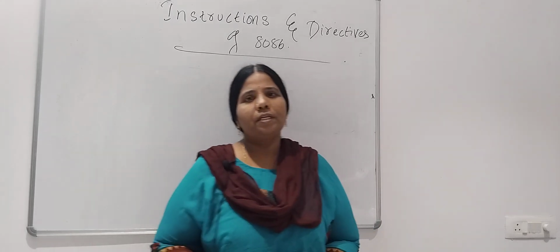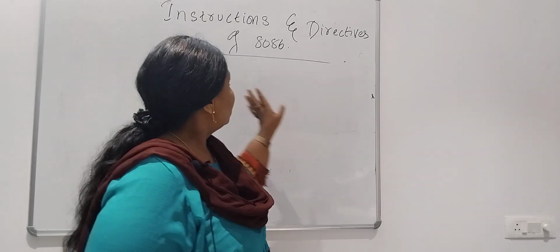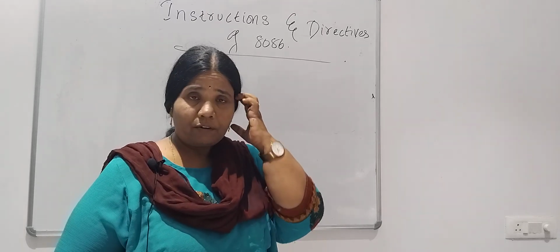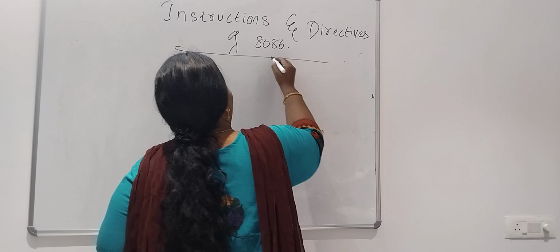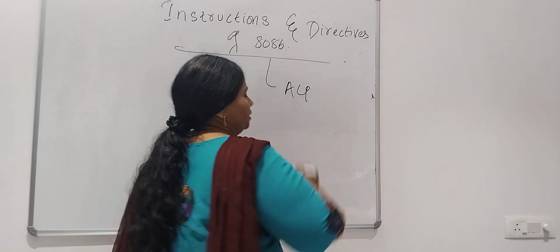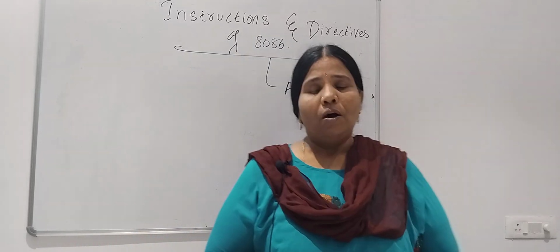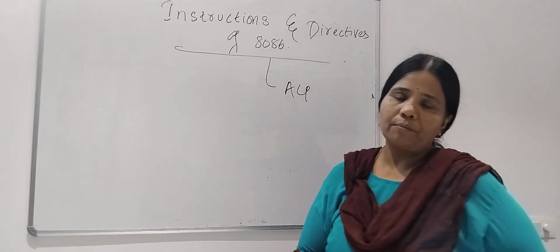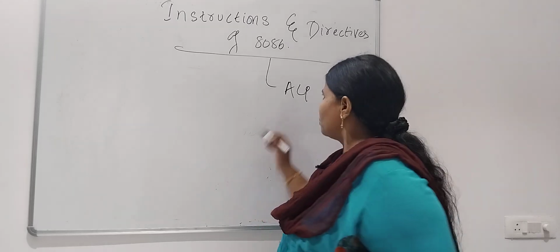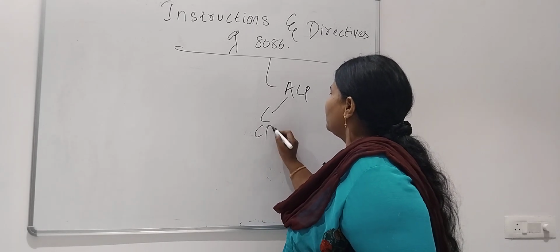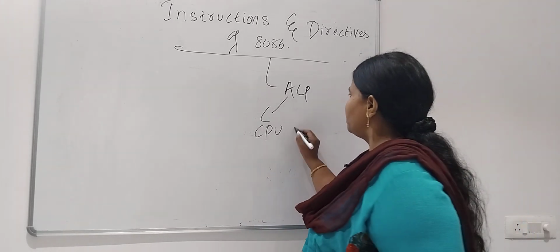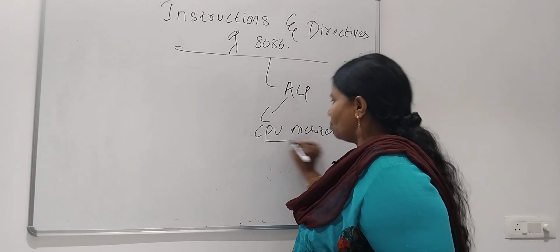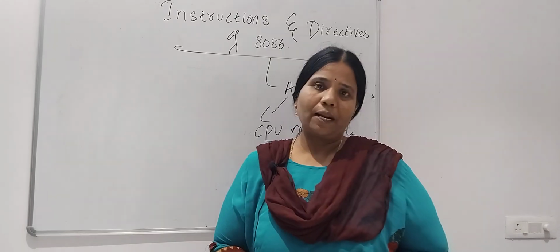So today I am going to discuss a topic based on instructions and directives of 8086. We should know, whenever you are writing assembly level language programming, which I discussed in my previous video, what is assembly level language programming. In short form it is called ALP. This is a programming language written keeping in consideration the CPU architecture, that means registers and how it is going to work with the memory. With all that concept you are going to write the program.